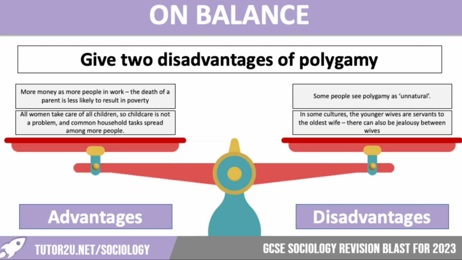So some people see it as unnatural, so particularly in countries like the UK, we see having more wives or husbands as something that shouldn't happen. And in some cultures, the younger wives are servants to the oldest wife, and there can be quite a lot of jealousy between the wives as well. So well done if you got those.